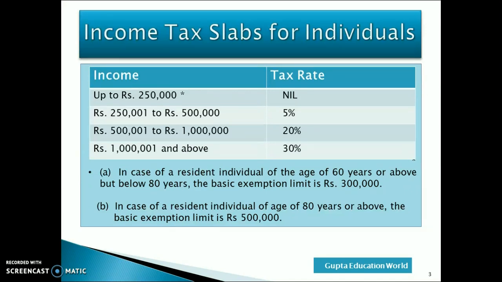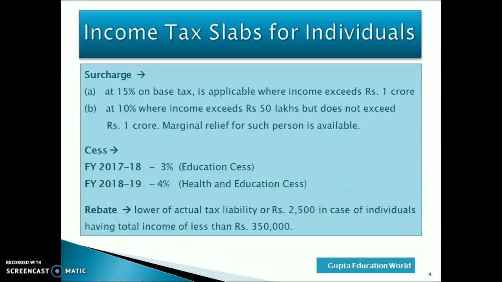And in case of resident individuals of the age of 60 years or above but below 80 years, the basic exemption limit is 3 lakh. In case of resident individuals of the age of 80 years or above, the basic exemption limit is 5 lakh.